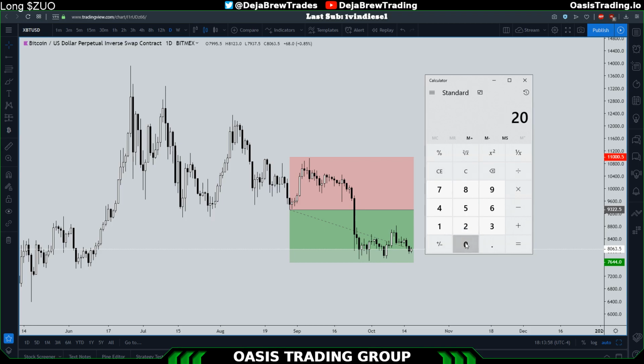Okay, so you're willing to lose $200. Your stop loss is 18% away. $200. Your stop loss is 18% away. You can trade 1,111 contracts. Very simple. Very, very simple.